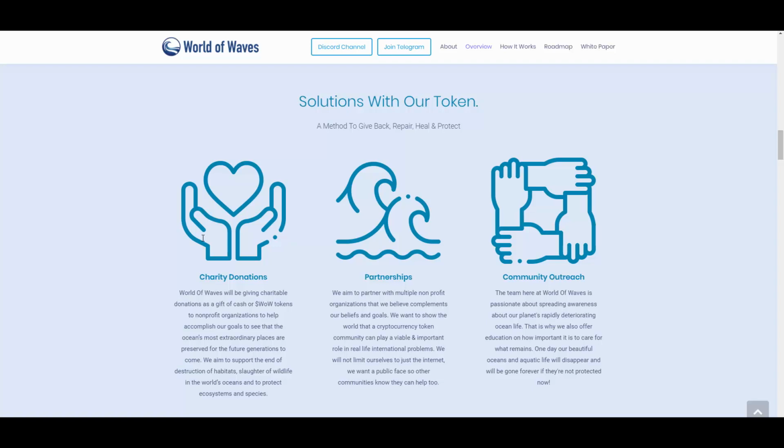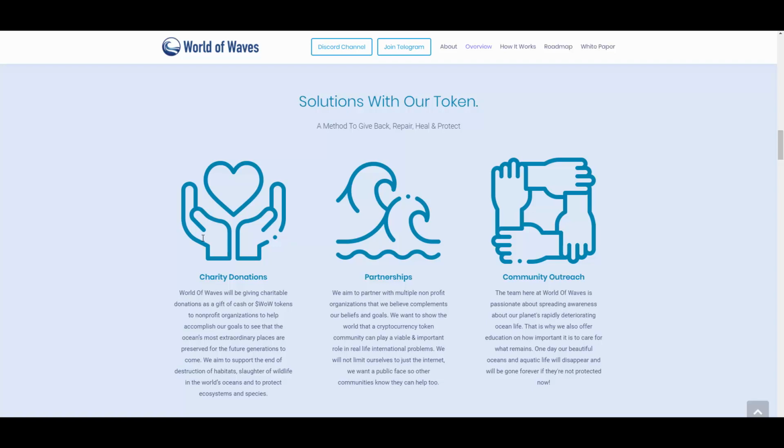As you can see, World of Waves will be giving charitable donations as a gift of cash or world tokens to non-profit organizations to help accomplish our goals to see that the ocean's most extraordinary places are preserved for the future generations to come. We aim to support the end of destruction of habitat, slaughter of wildlife in the world's oceans, and to protect ecosystems and species.